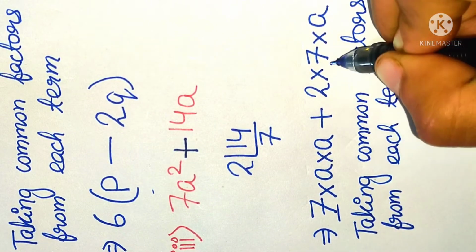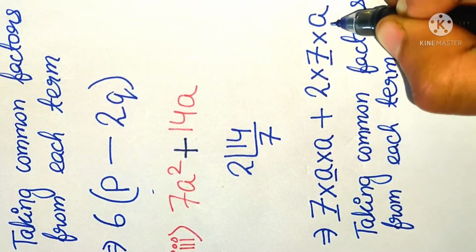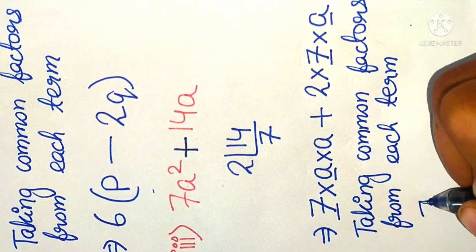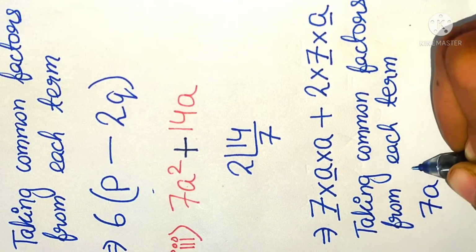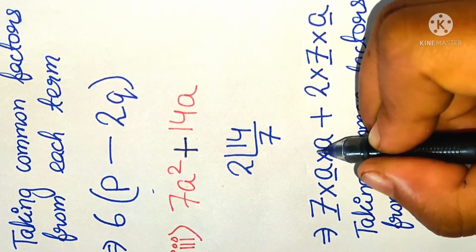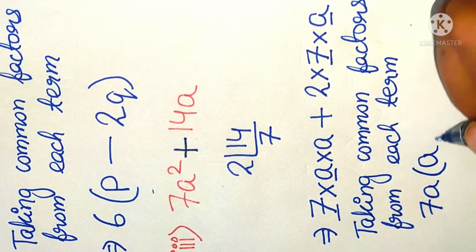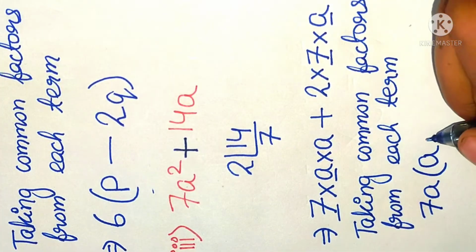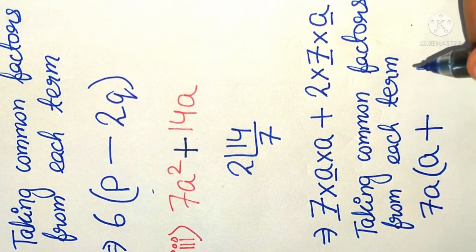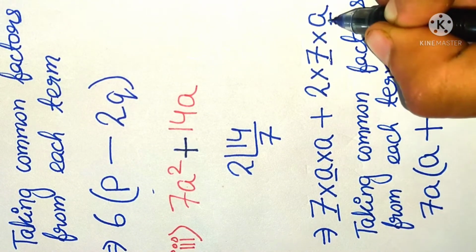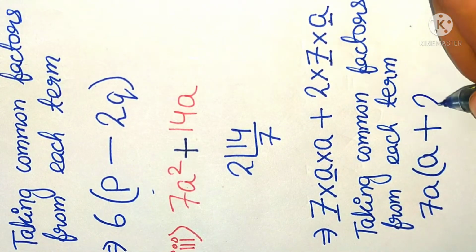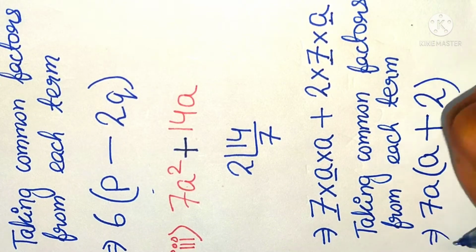So we will take 7 common. Here we have a, here also a. So we will take here 7a as the common factor. Now we are left with a in this particular term, so you write a as it is. We have plus as the separator, so write the separator as it is. Here we have taken 7 and a, we are left with 2. So this is our final answer.